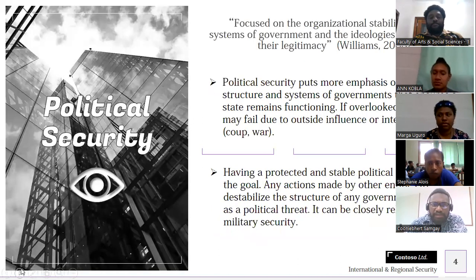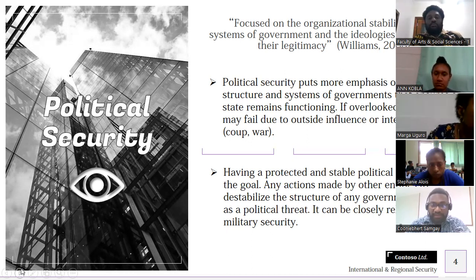Okay, the next sector is political security, where Williams 2008 states that this sector is focused on the organizational stability of states, system of government, and the ideologies that give them their legitimacy. So political security puts more emphasis on the structure and systems of government that ensures a state remains functioning. And if this is overlooked, the state may fail due to outside influence, or perhaps internal struggle where there could be coup or uprising or war. And we can see that this has occurred in other failed states where this was the process that they went through.